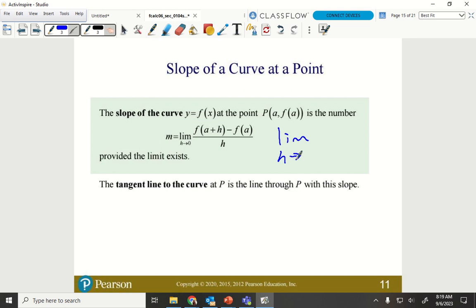As h approaches 0, we're going to have, and I proved this one yesterday by using my slope formula and finding my values all the way through. So the tangent line to the curve at point P passes through point P with the slope. So it's the same thing that we did yesterday.